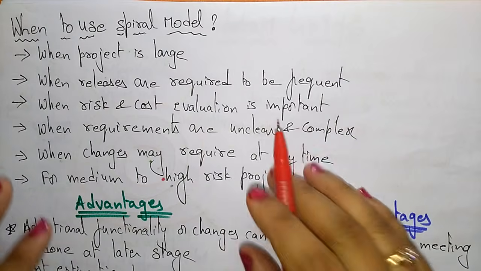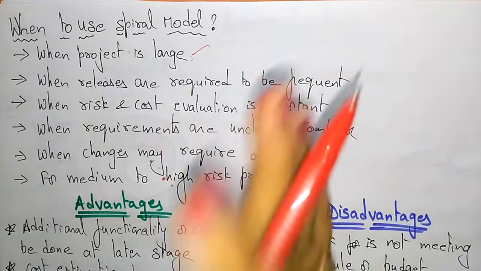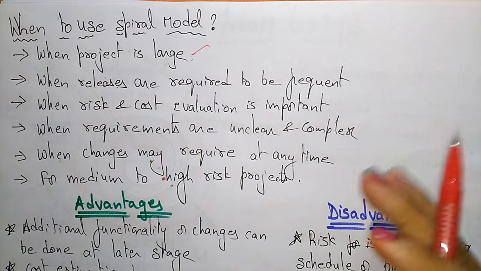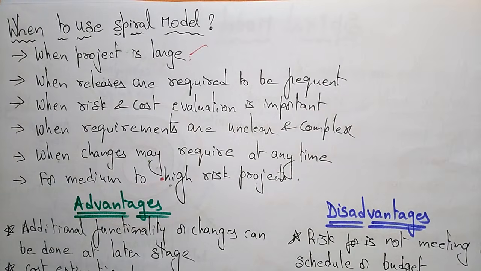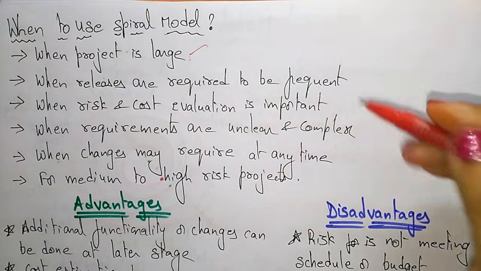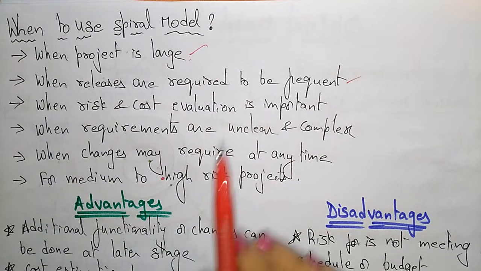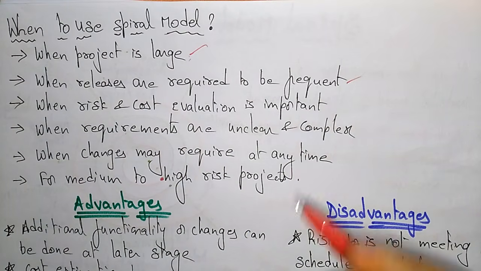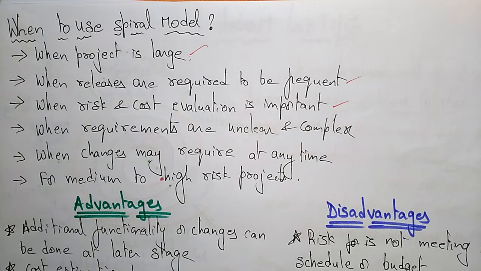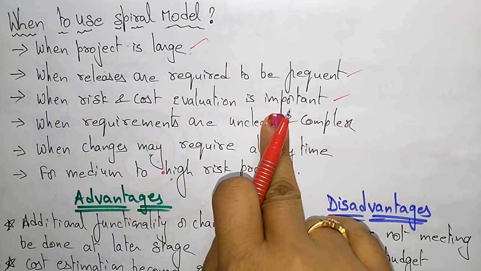When you are dealing with large projects, go for the spiral model. The best way is to go for the spiral model if you are dealing with large projects. When releases are required frequently, then it's better to go for the spiral model. If you want to calculate risk and cost evaluation every time, then it's better to go for the spiral model. The spiral model is used when risk and cost evaluation is important.